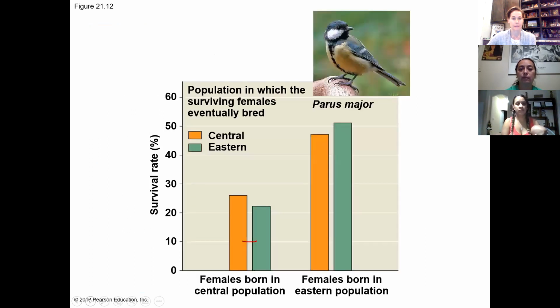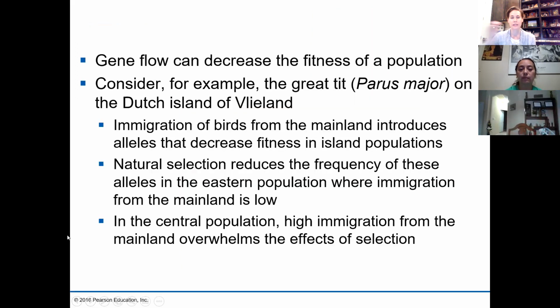I don't know if I want to do this one. Oh, this is like these little birds. So I'm trying to remember the story behind them and I can't really recall it.